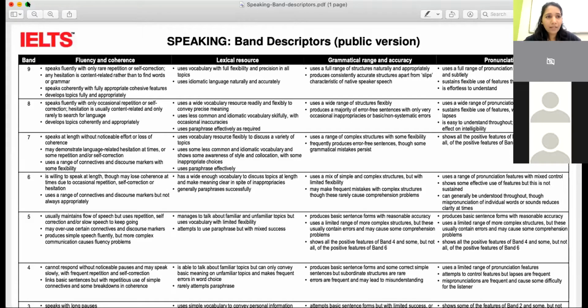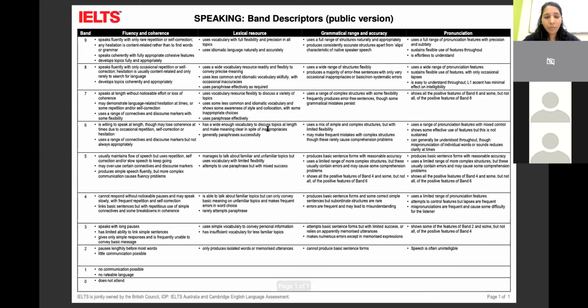Okay, all right. Because there are new students, I'll just share the band descriptor and explain it once more very quickly, and then we'll go on to the test. That's all right, no problem. So for your speaking, if you're looking at band 7 and above, you are marked for 4 factors. You're marked for your fluency and coherence, your vocabulary, your grammar range and accuracy, and pronunciation.